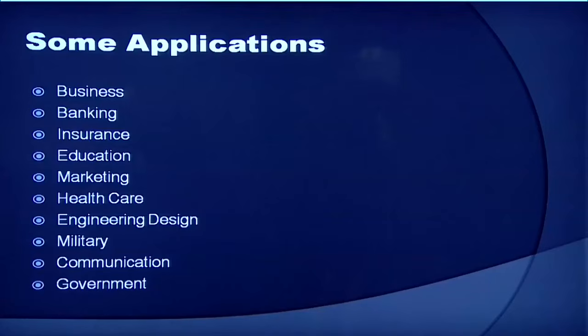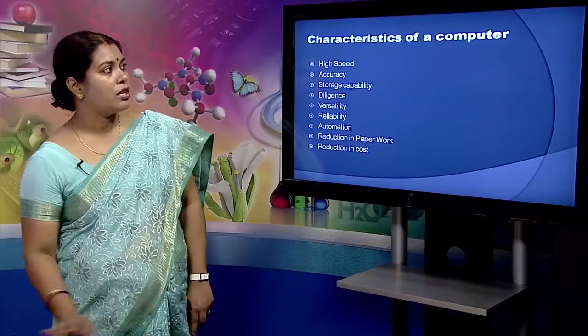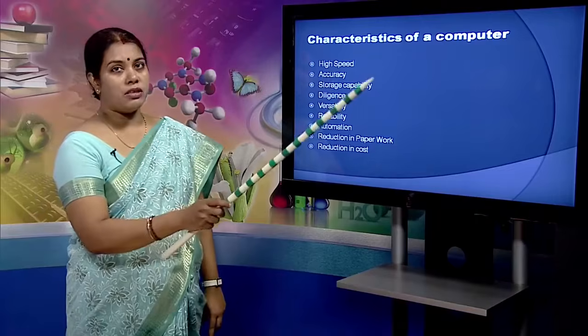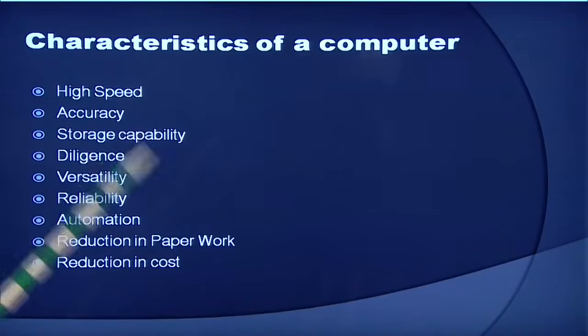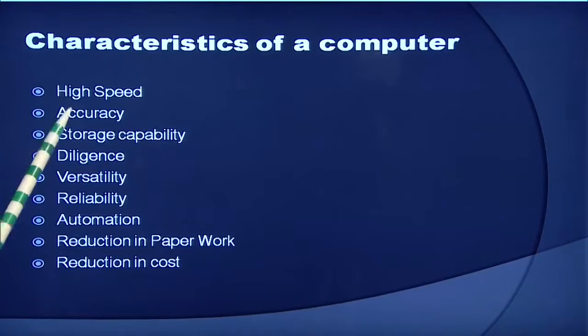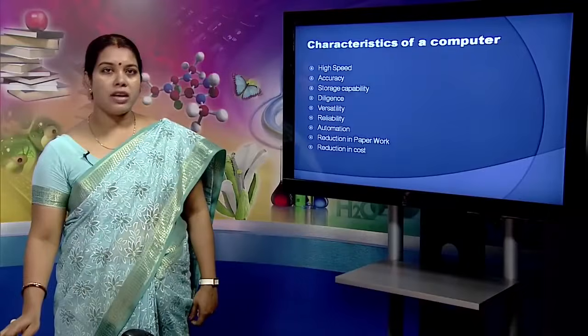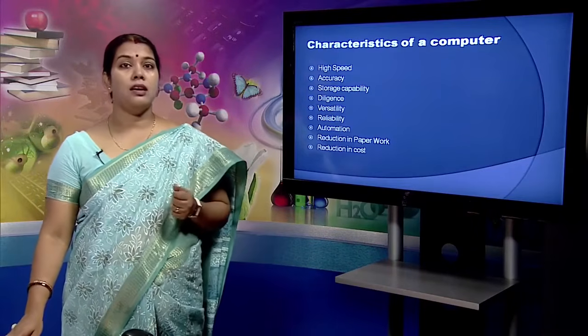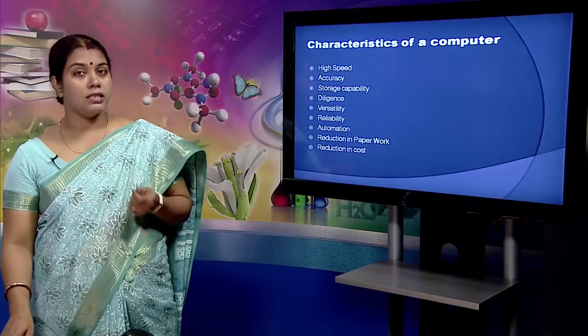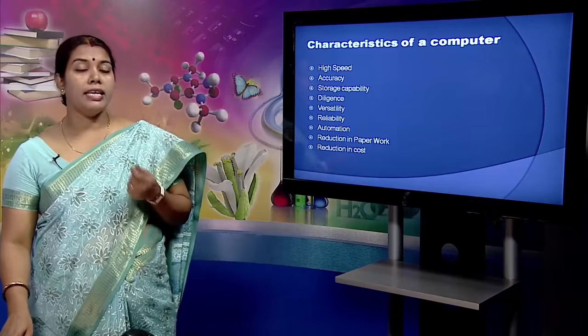The variety of applications suggests that we have got different characteristics of a computer. That is the reason we are able to use the computer in so many fields. The first characteristic is high speed. Computer is a very fast device. It is capable of performing calculations of very large amount of data. The computer has units of speed in terms of microsecond, nanosecond and even picosecond.